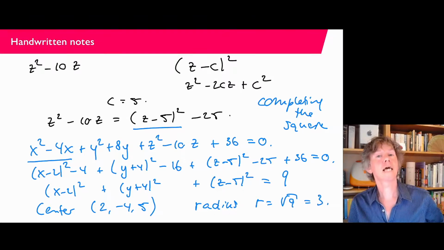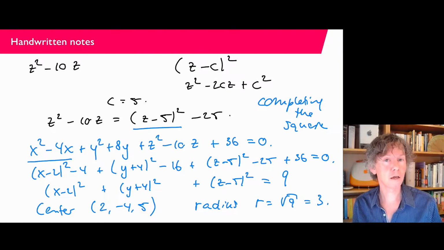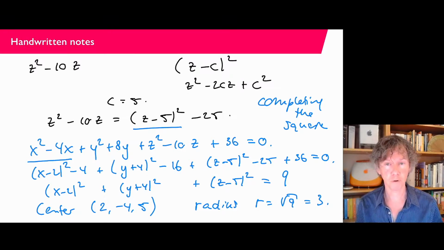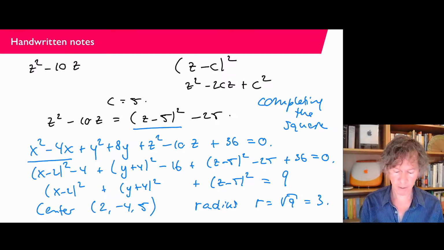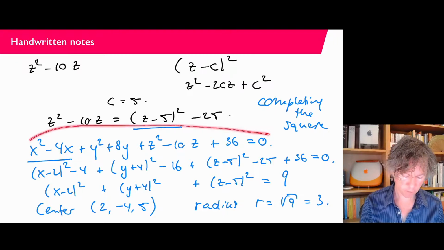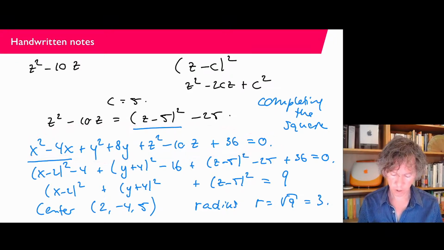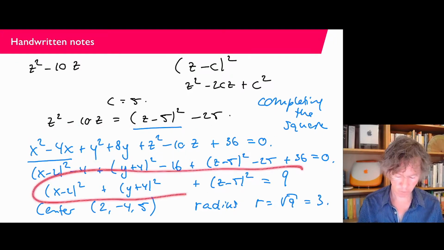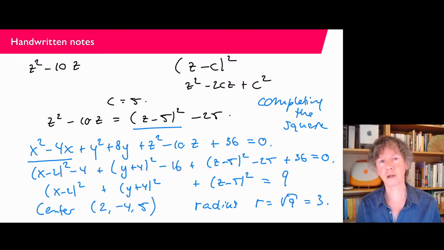So you see that now we have all the information we would like. If we would like to make a plot of this, we know what the center is and we know we get a sphere, and that sphere has radius 3. So completing the square gets you from a non-standard form equation to an equation that is in standard form, and from that form we can have all kinds of interesting information.